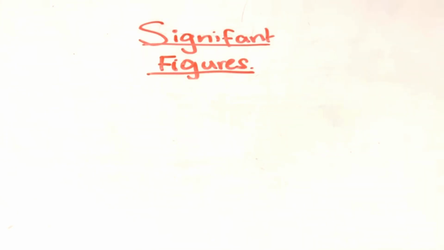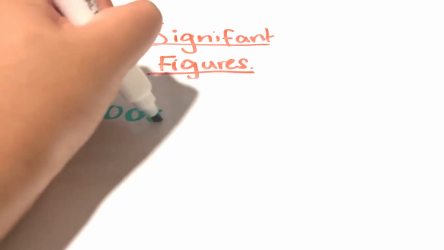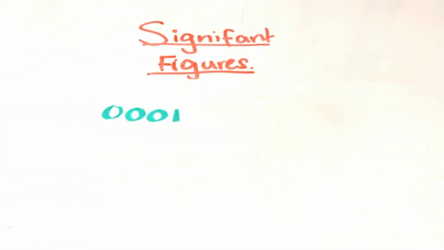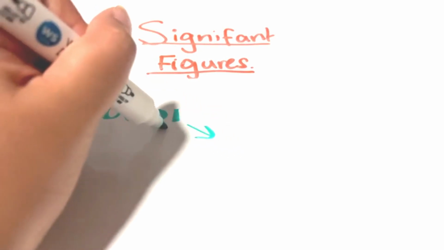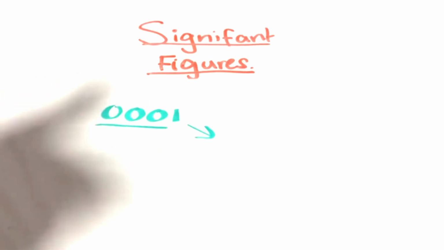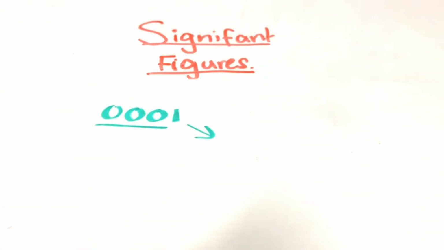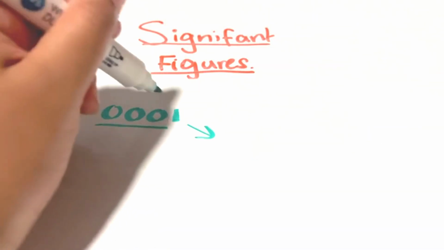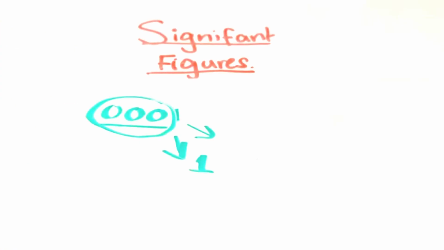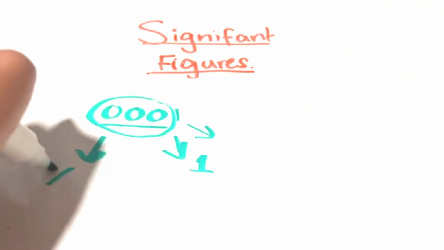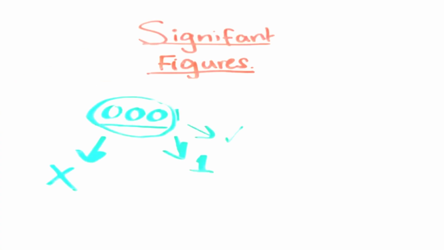So if we've got a number like 0001, the first significant figure over here is going to be 1. Basically these leading zeros are not significant. They do not show us the value of the number. A significant figure always gives us the rough value of the number. However, these zeros are not helping us identify that this is literally just the number 1. So these are not significant figures, but this one is.